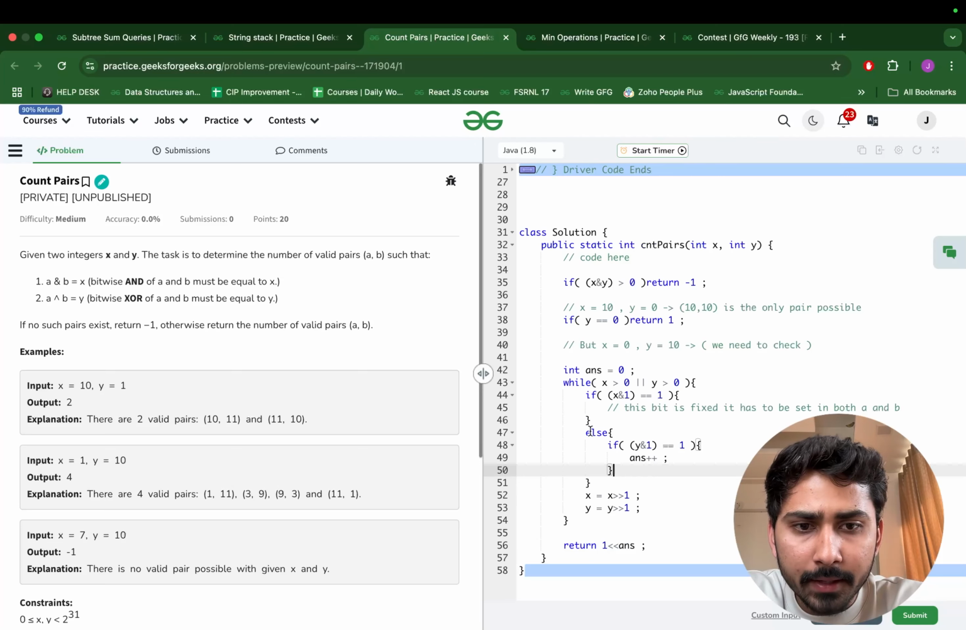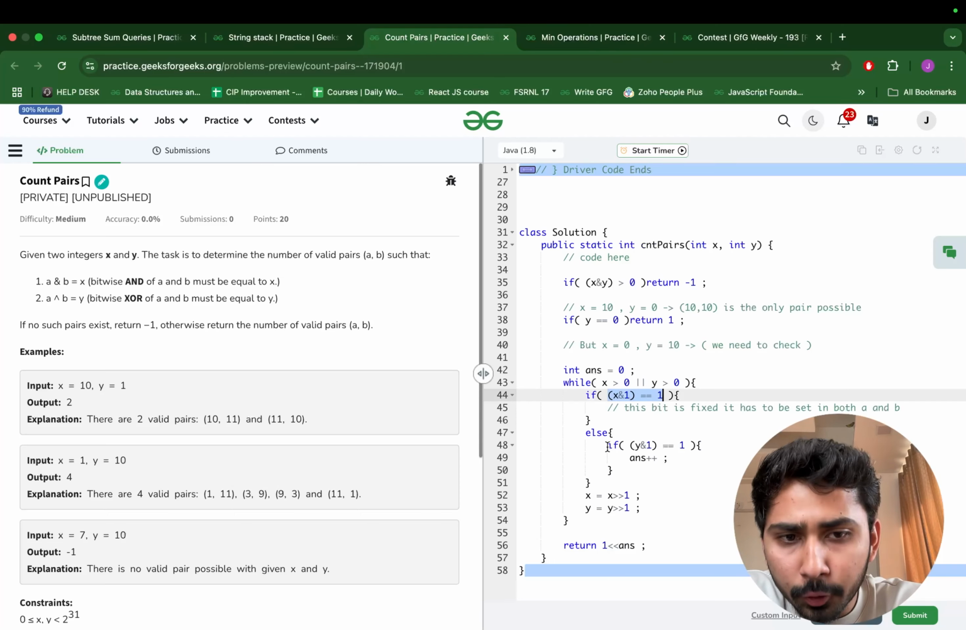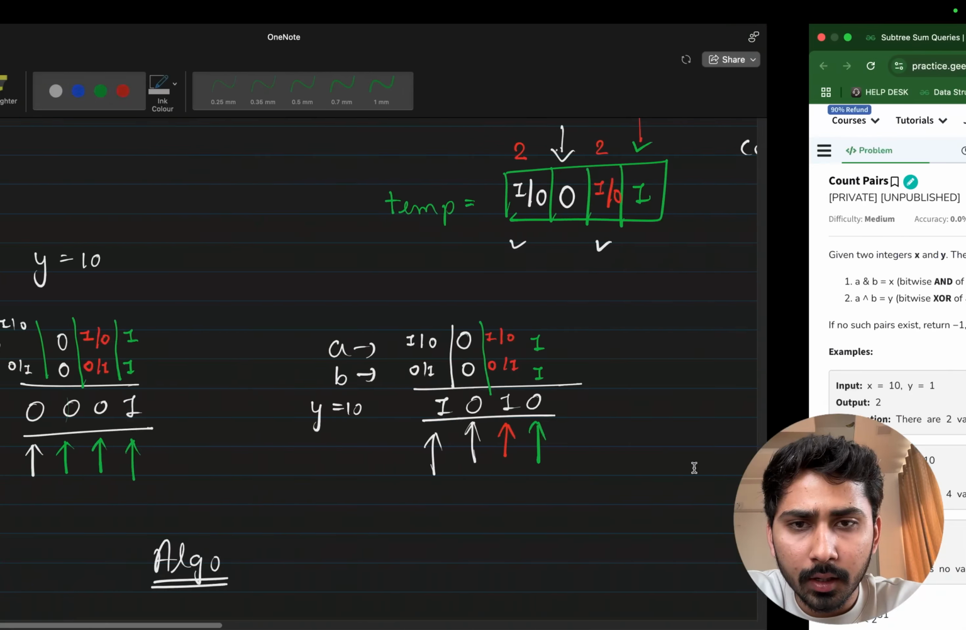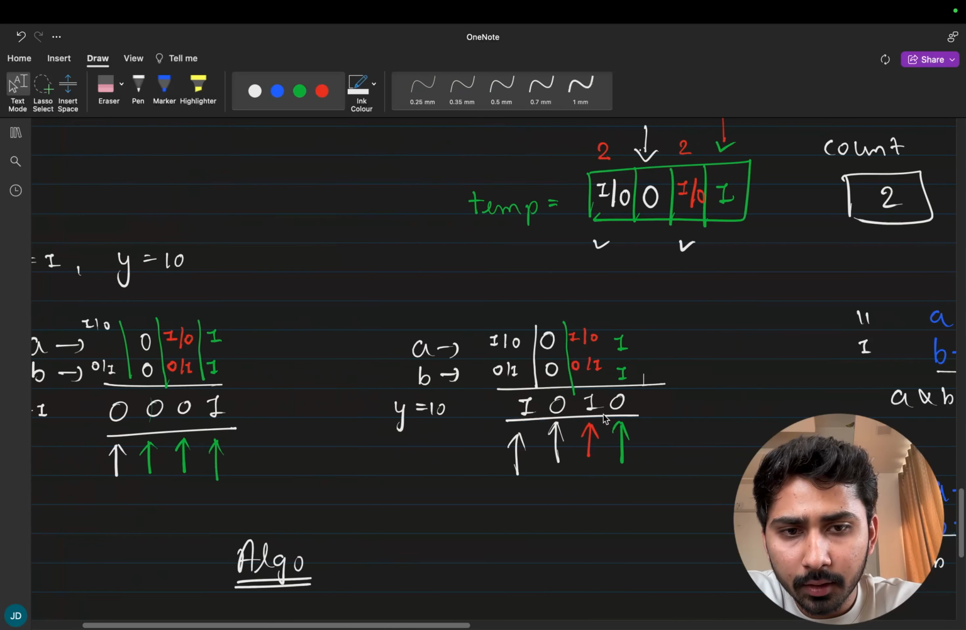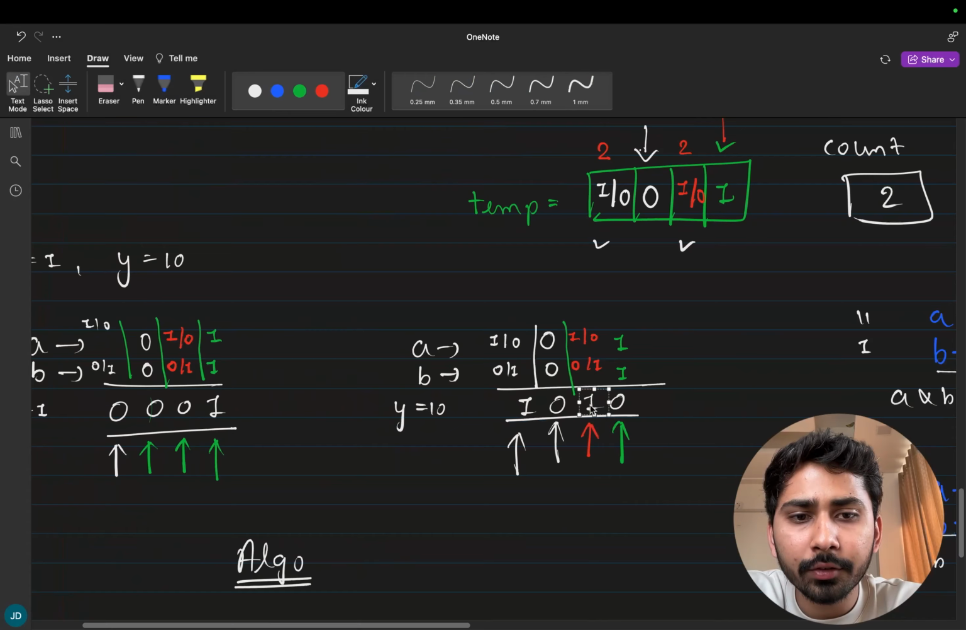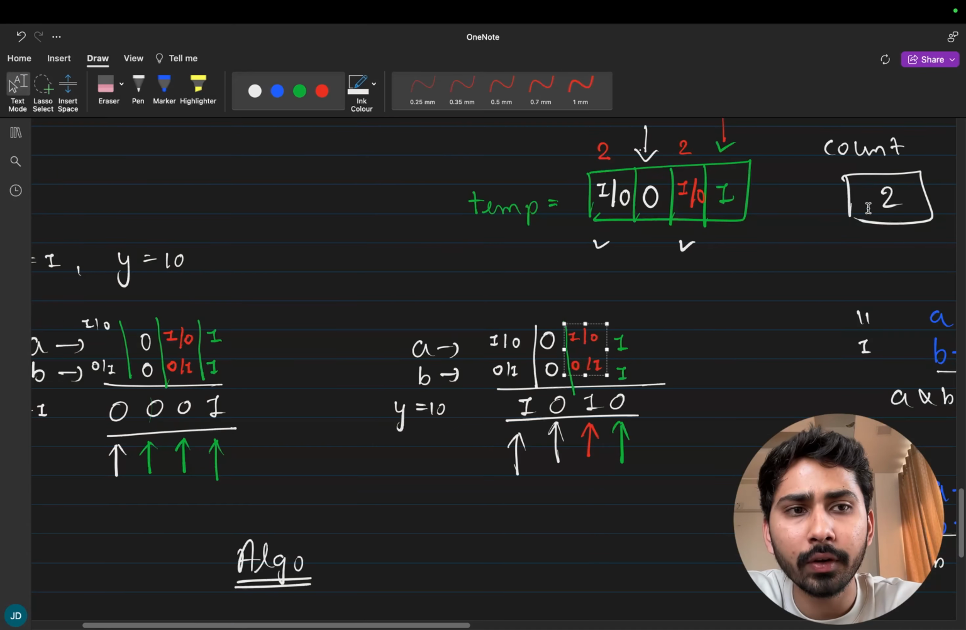Now let's say, imagine that this bit is not set in x. Now I will try to find out whether this bit is set in y or not. So y basically says, let's say if we come to this bit that is set. So if this bit is set, I have found a position where you can have either 0 or 1. So I will increment my count or answer variable.